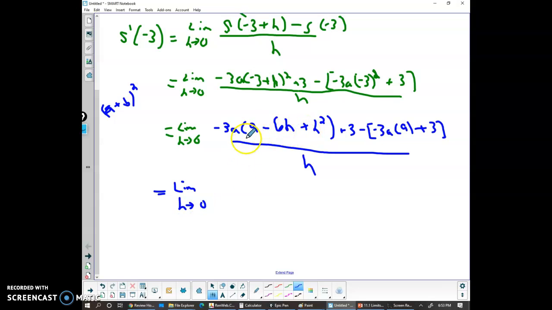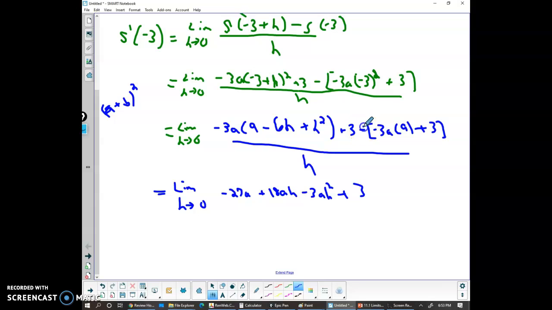What we have to do here is distribute the -3a in. Sure, why not? If you don't know what else to do, distribute. That's usually a good rule of thumb. So -27a plus 18ah. And -3a times h squared would be -3ah squared. And then we have plus another 3 there.